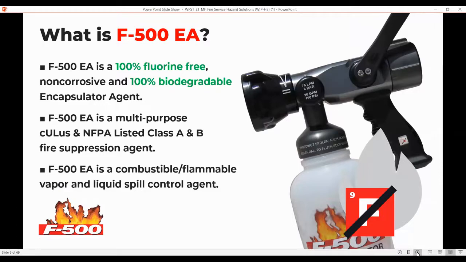The agent's listed on the U.S. Environmental Protection Agency National Contingency Plan as a surface washing agent, so it can be used to treat a hydrocarbon spill on the ground, render that spill non-flammable, non-explosive.